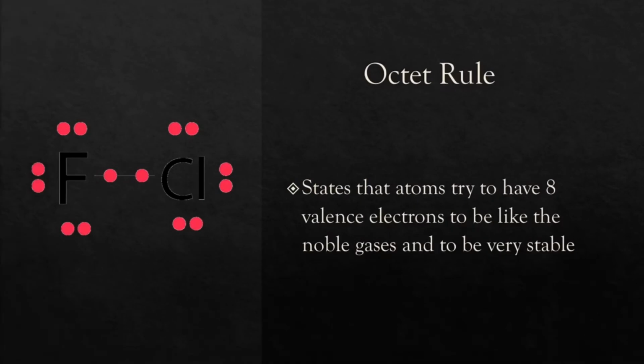Octet rule. Octet rule states that atoms try to have 8 valence electrons to be like noble gases and to be very stable. As we know, noble gases are helium, neon, and argon, and they are very stable. So atoms make bonds so they can be very stable.